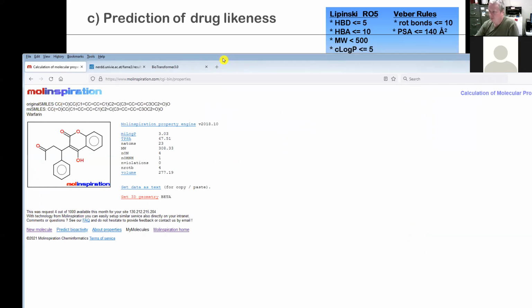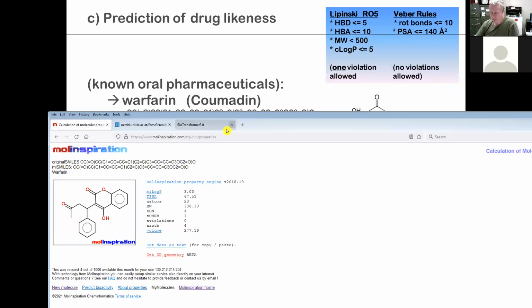Okay, so here we have warfarin. Remember, miLogP is just a version of C log P. 3.03, is it compliant or not? Well, if the rule is less than or equal to 5, then yes, definitely compliant. Polar surface area is actually used in the Weber criteria, and it looks like it's compliant. Number of atoms is irrelevant. The molecular weight is 300. That's good, less than 500. NON is the hydrogen bond acceptors. There are 4 of them. Okay, good, we're in compliance.